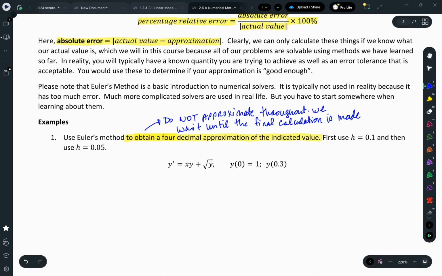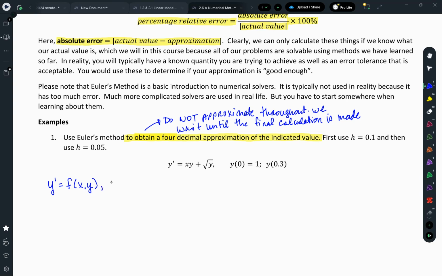So first we're given y prime is equal to xy plus the square root of y. We're also told y of 0 is equal to 1, and then we're just given this y of 0.3. So we need to identify what all of this is, okay? Y prime is equal to f of x, y, okay? That is what we have to be very clear of right from the get-go. Y prime is a function of x and y.